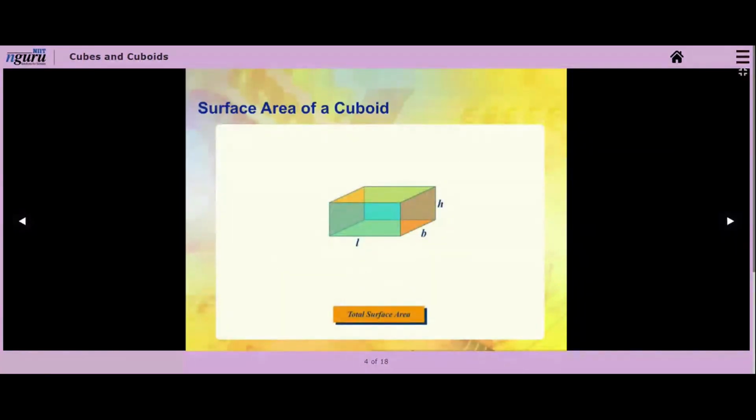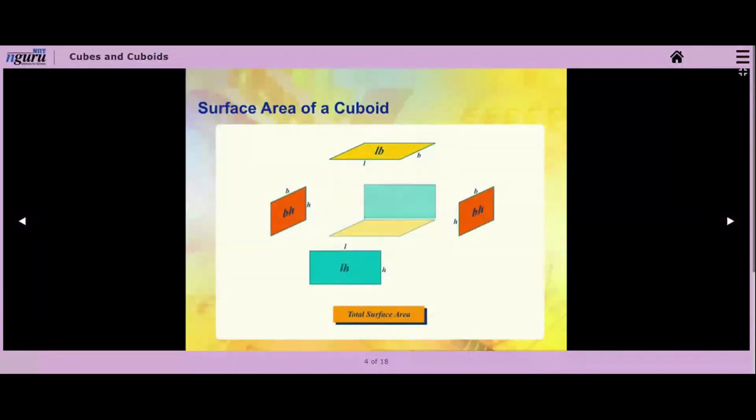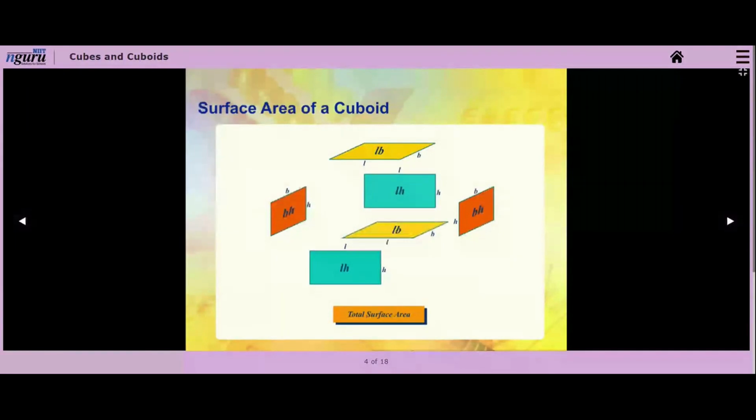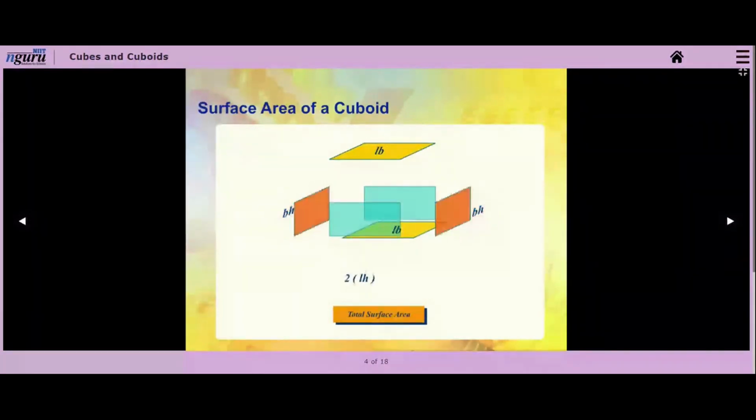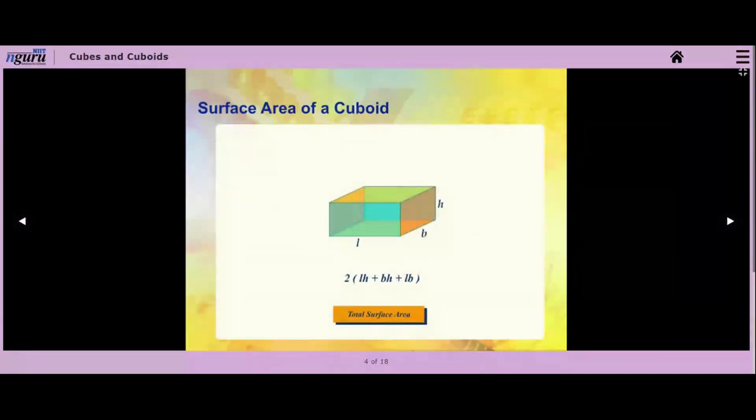Now, consider a closed cuboidal box. It is made up of six faces, which are plane rectangular regions. Using the formula for the area of a rectangle, we get the area of one pair of opposite faces as B into H, of the second pair as L into H, and of the third pair as L into B. Now, to obtain the total surface area, we add the areas of all the three pairs of opposite faces, which is equal to twice the sum of L into H, B into H, and L into B.